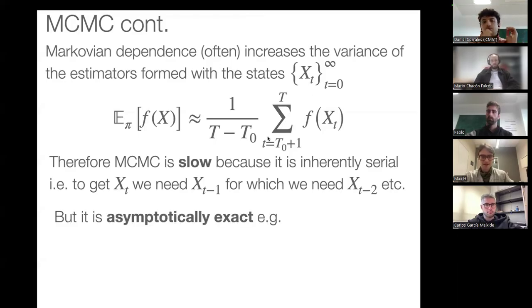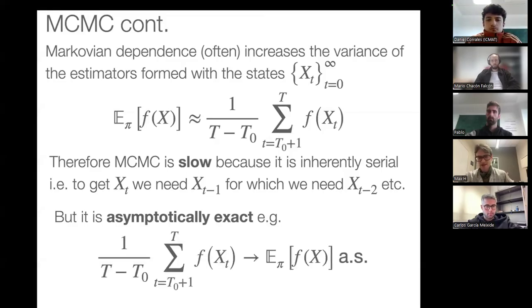But the good thing is that it is asymptotically exact. So for instance, when people create their MCMC algorithms, the baseline theory that they will usually have about them are results of this type, just laws of large numbers for ergodic averages over the Markov chain. So we know that MCMC is asymptotically exact, but because it can't be parallelized, it's inherently slow.